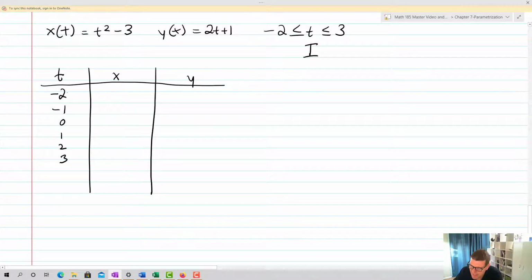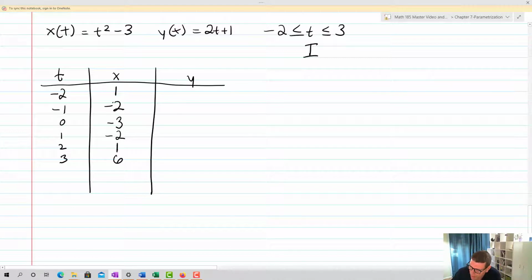When t equals negative 2, we end up with x equal to 4 minus 3, so that's 1. Then 1 minus 3, that's negative 2. 0 minus 3 is negative 3. 1 will be negative 2 again. 2 will be 1. And 3 will end up equaling 6. So you can kind of see the parabola in the x values. That doesn't actually mean that our function is going to necessarily be a parabola. It could be something different. So we're going to see.